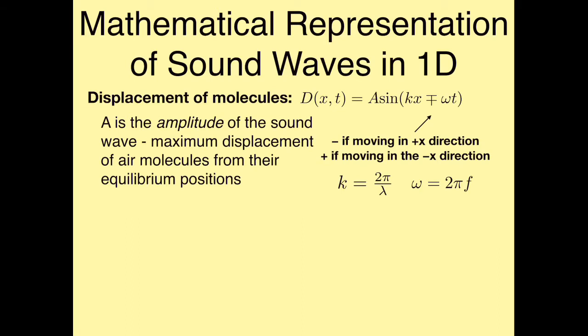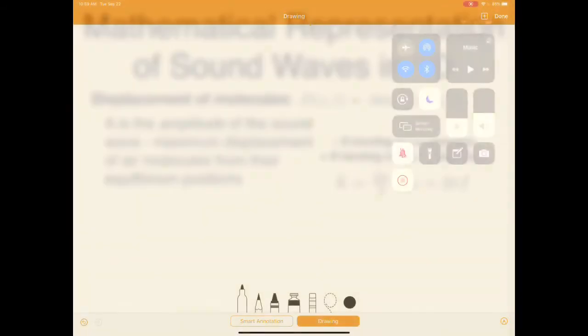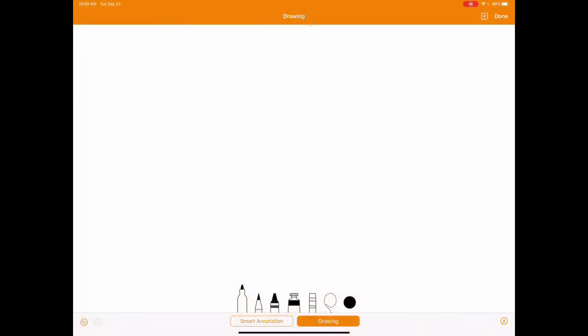Now, there's another way to do this. There's another way to represent the sound wave in one dimension, which is in terms of pressure changes. So what I'm going to do now is derive how we can express a sound wave in terms of pressure changes. Okay, so let's consider a sound wave that's moving in the positive x direction.